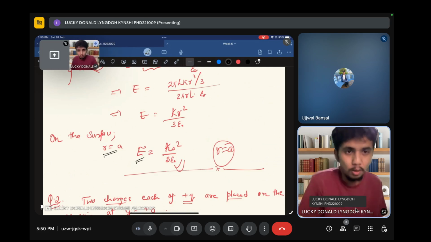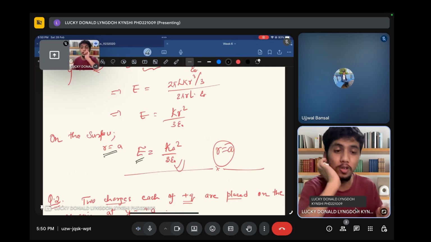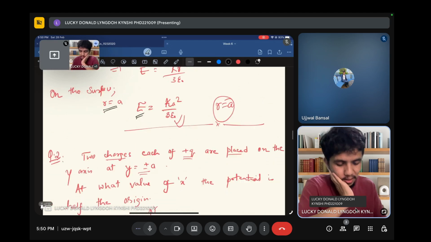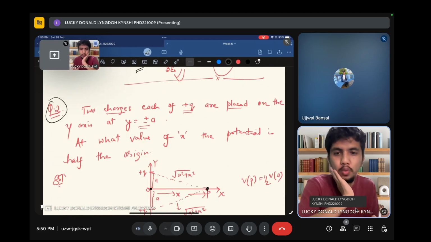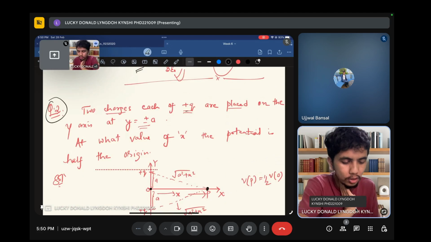So in the first question of your assignment, we use the Gauss law. Okay, simple, the Gauss law. Next, in question number 2, it is given that two charges, plus q and minus q, are placed at y equal to plus and minus a, and we must find at what value of x the potential is half that at the origin. This is also pretty straightforward.